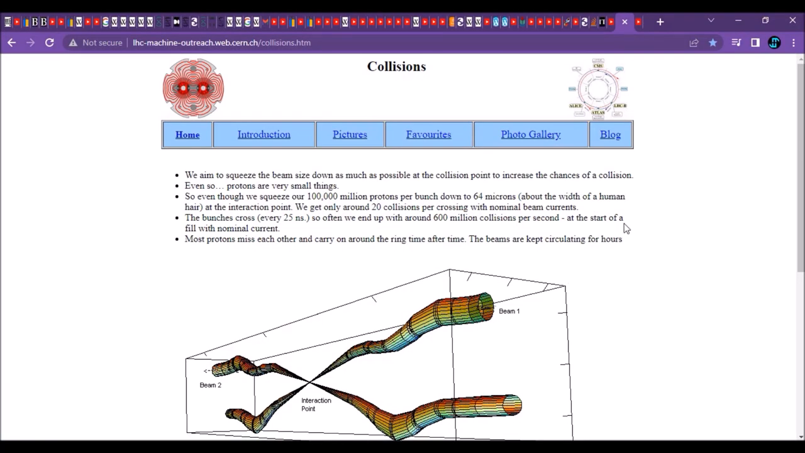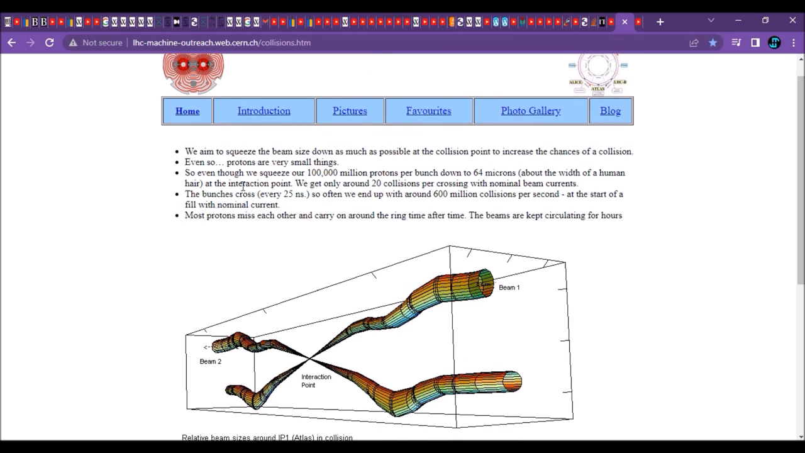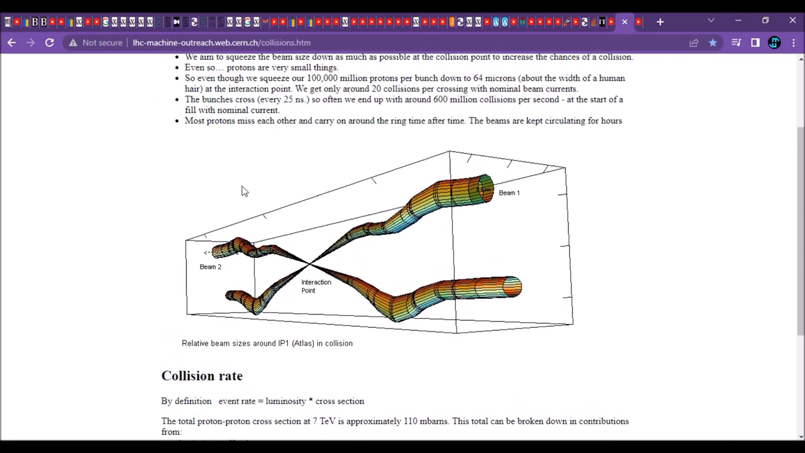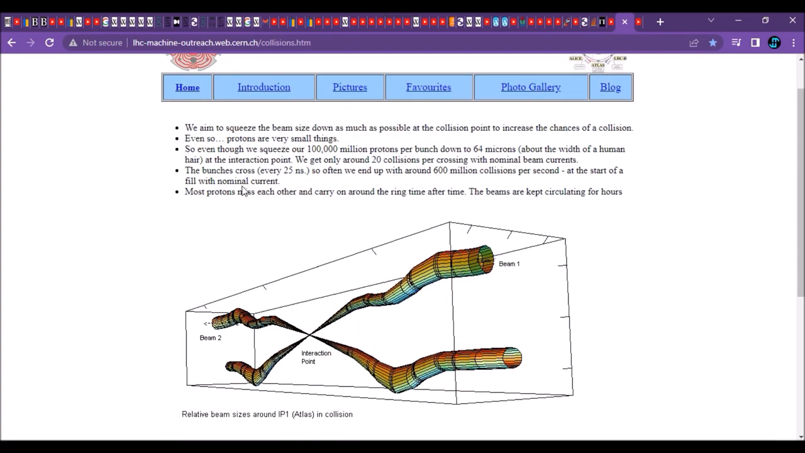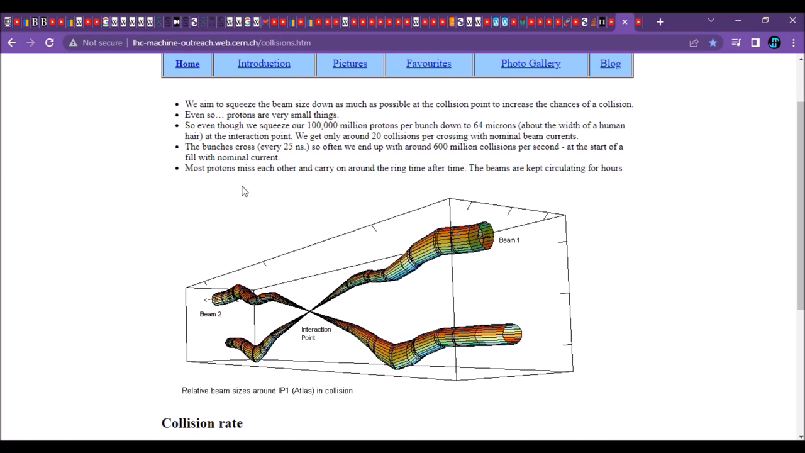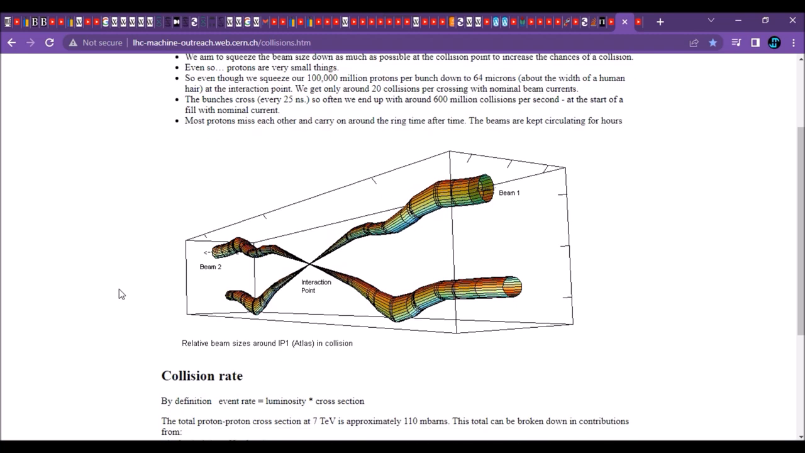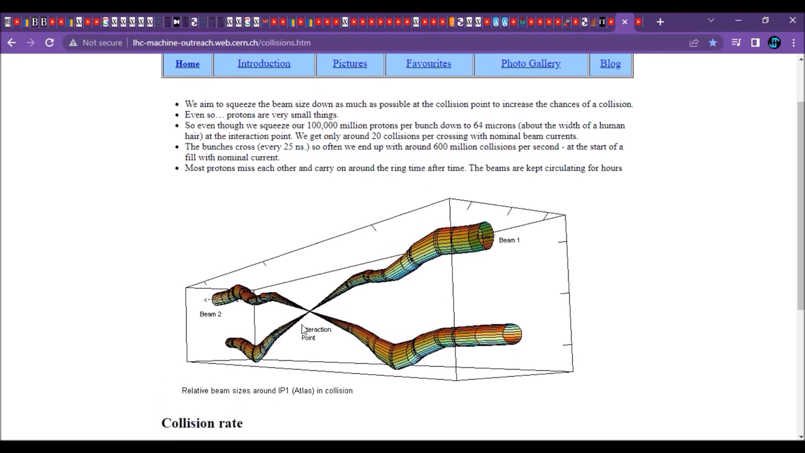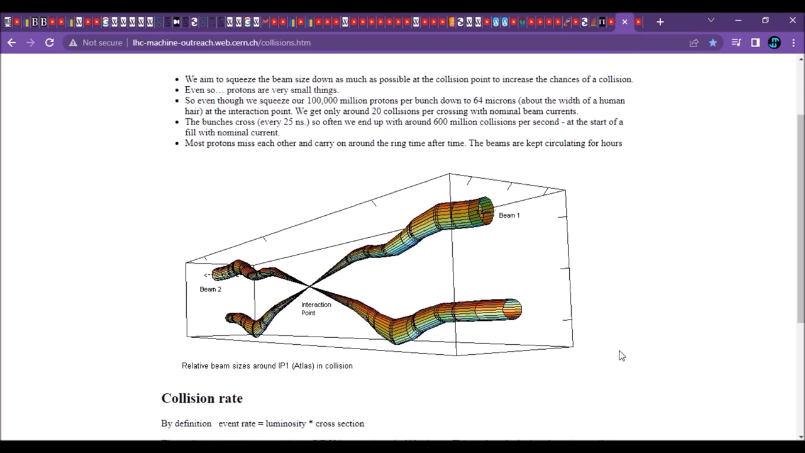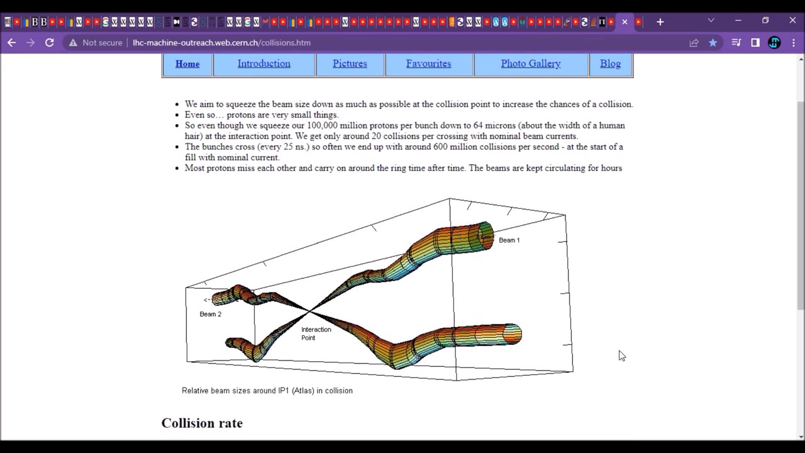So I have a nice website here. This is LHC Machine Outreach, and this is a very short page, but it goes over some of the key points about this challenge. So the beams are made of protons, and you may think by the animation that I just showed you that the beams are very visible, very obvious, but they move more like a cloud or like a fluid than like actual solid billiard balls.